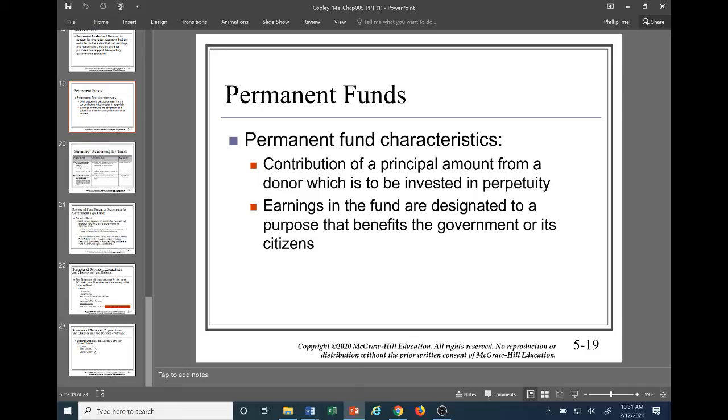So permanent funds are used for what? Amounts of money where the principal is not to be spent. Right, it's not expendable, right? You can't spend it. Only the earnings are used for whatever the purpose the donor stipulated for, right? The principal and corpus is held intact for perpetuity.